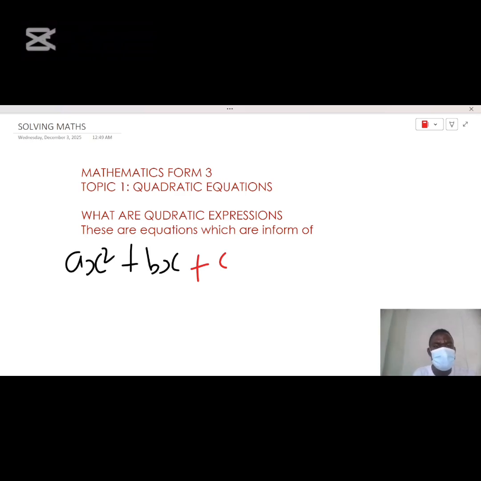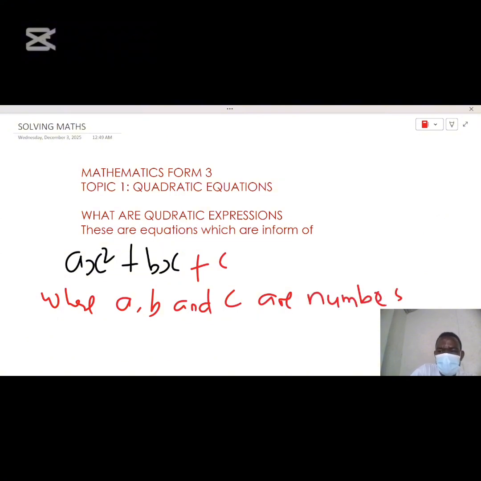a, b, and c are constants. Constants meaning they can be numbers, any kind of value. They just represent numbers. So actually, I should say where a, b, and c are real numbers. So they can be 2, 3, 1, and so on.